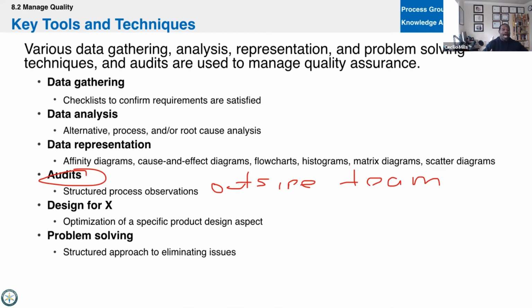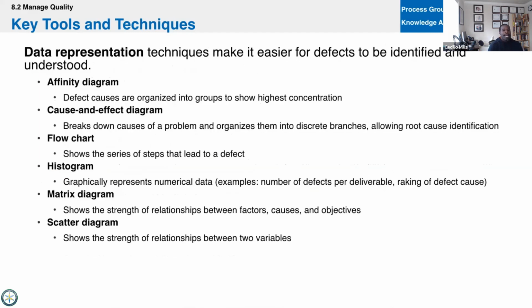But it's literally the act of us gathering information, analyzing it, making sure that things are working to spec, and if they're not, recommending preventative and corrective actions, right? And that's where we get this structured approach to eliminating issues. And then the different data representation techniques, if we deep dive: affinity diagrams, where we can group either requirements or in this case defects. You can use a fishbone diagram, flow charts, bar charts, histograms, matrix diagrams, scatter diagrams.